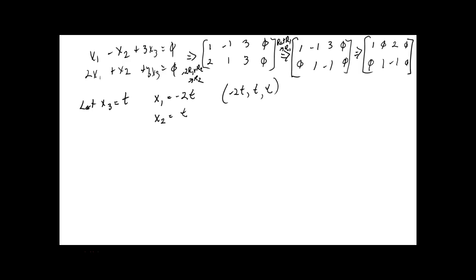That system has infinitely many solutions, one of which is 0, 0, 0. t equal to 0 gives 0, 0, 0. t equal to 1 gives negative 2, 1, 1. And t equal to minus 1 gives 2, negative 1, negative 1. There's an infinite number of solutions. So as illustrated there, a homogeneous system with fewer equations than variables will always have infinitely many solutions.